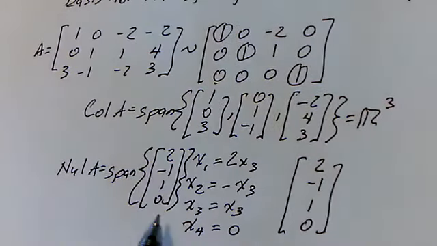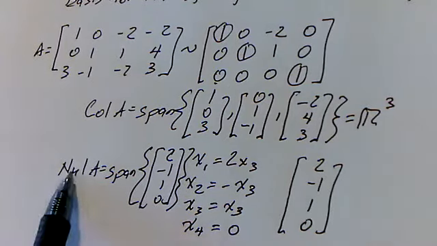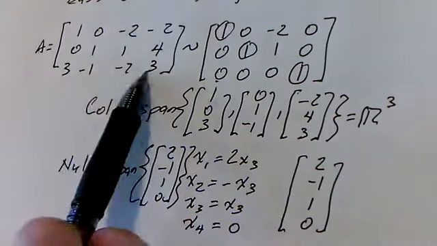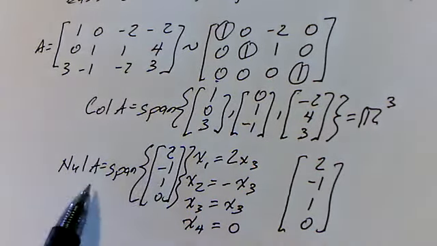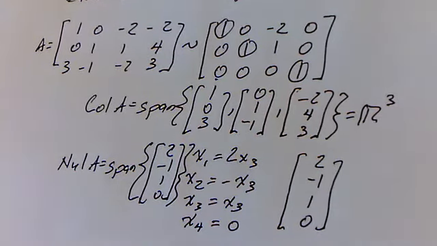So any vector in the null space is going to need to be a multiple of this vector. Now the null space is inside of R4 because I have 4 columns, but the null space is not all of R4 because I only have one basis vector. I only have one free variable.